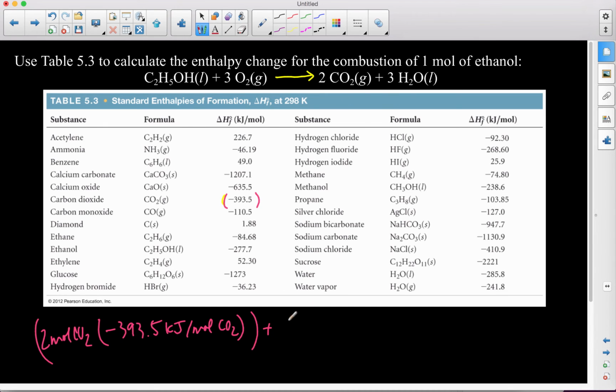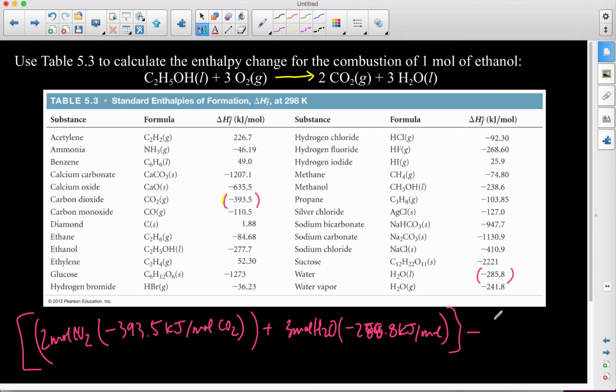We also have 3 moles of water, times, we would go find water. By the way, this is liquid water, so we'd go find liquid water: negative 285.8 kilojoules per mole of water. And this would be my products. So I would sum these, and that would be the heat for my products.